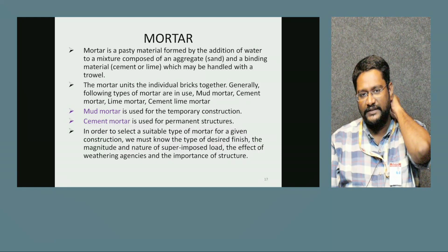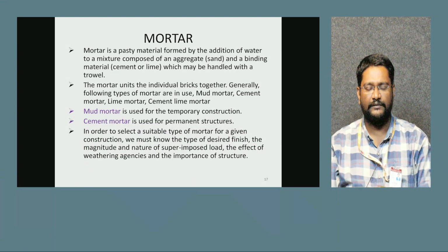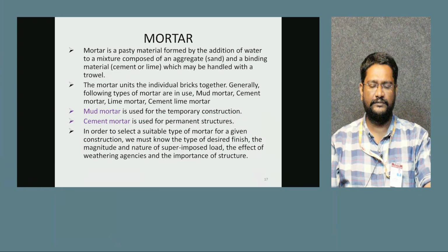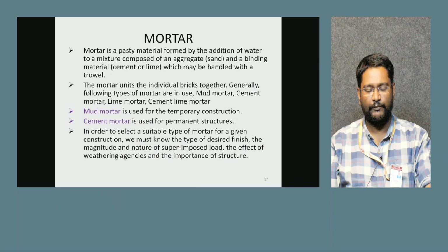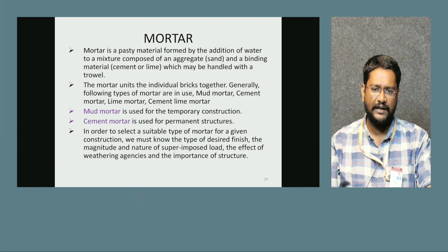Mortar is a pasty material formed by the addition of water to a mixture of aggregate, maybe fine aggregate, that is sand, and binding material, maybe lime, maybe cement, which may be handled with a trowel. We go with the trowel and prepare the mortar. The mortar unites the individual bricks together. Generally the following types of mortars are in use: mud mortar, cement mortar, lime mortar and cement lime mortar, maybe a combination of cement and lime. Mud mortar is for temporary construction and cement mortar is for permanent construction.